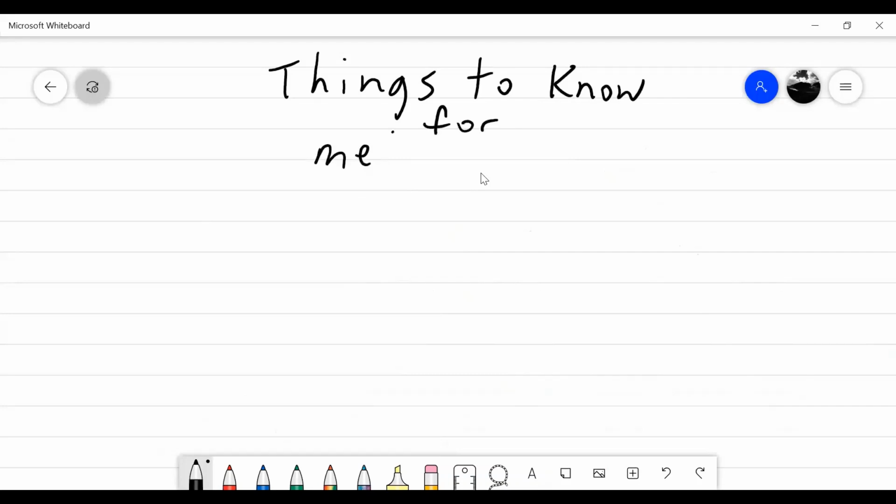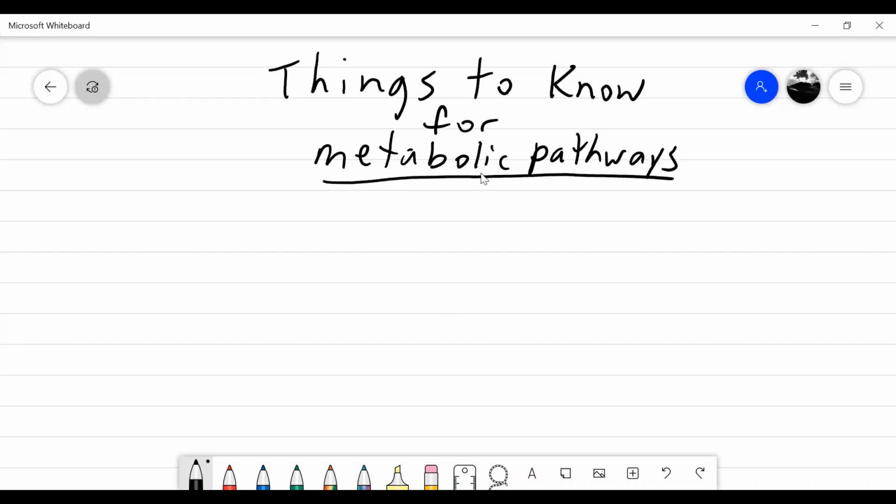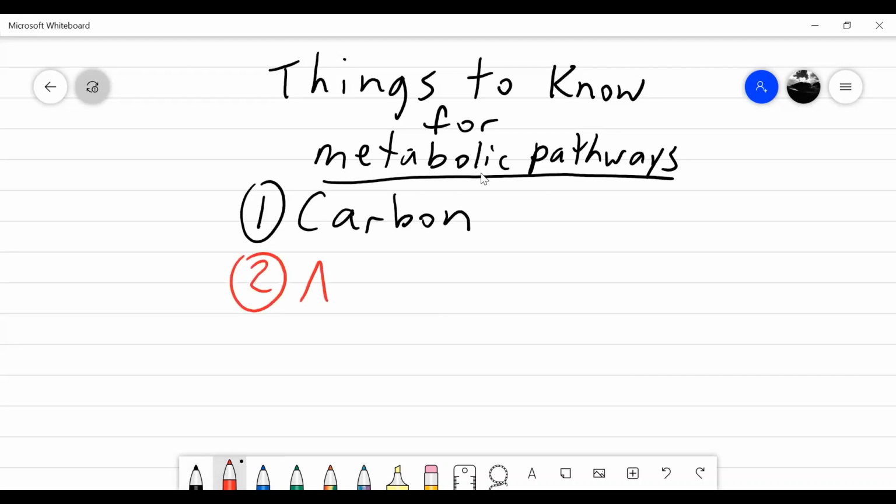Things to know for metabolic pathways. Okay, so this is what I want you to pay attention to. What is happening to the carbon? Number two, I want you to pay attention to what is going on with ATP. Where are we making it? Where are we consuming ATP? And then number three, I want you to pay attention to those electron carriers.